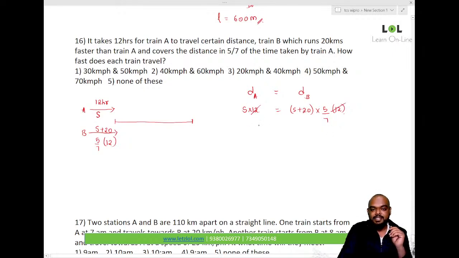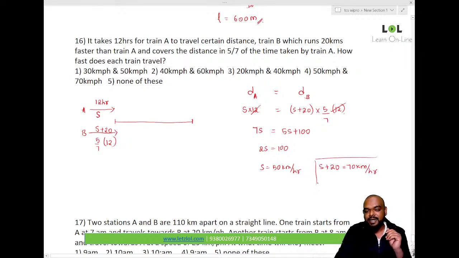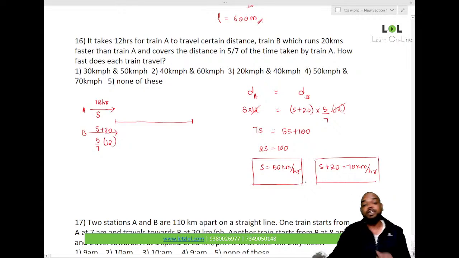12 cancels. The 7 comes to this side. 7S is equal to 5S plus 5 into 20, 100. So we'll get 2S is equal to 100. Then what will be the S value? 50 kilometers per hour. Then what will be the S plus 20 value? 70 kilometers per hour. As simple as this. If you understand that both the trains are traveling the same distance, then we can equate the distance. So we can solve the question within a single step like this.